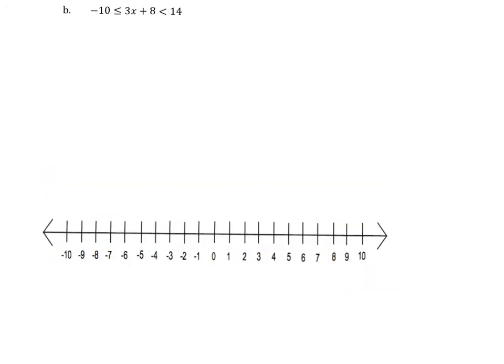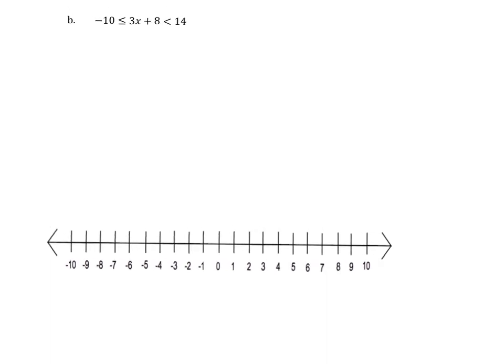All right, so this is how an and inequality would look. Notice you don't see the word and, but you do see your variable kind of stuck between two inequalities. All right, so this is saying that this 3x plus 8 is greater than or equal to negative 10 and it's less than 14, right? You can read it that way, or you can just read it as negative 10 is less than or equal to 3x plus 8 is less than 14.